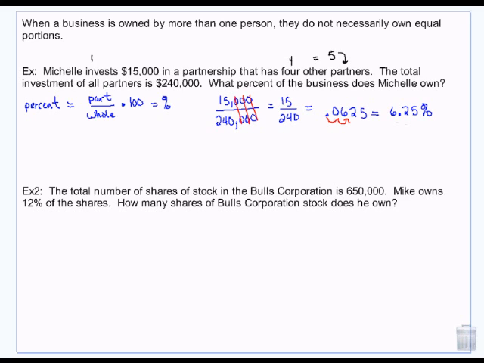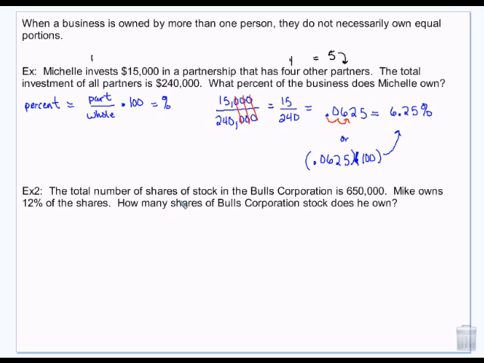Michelle owns 6.25%, or I can do 0.0625 times 100. Get the same answer. So however you like to look at it, you can either move the decimal place over 2 places, or you can multiply by 100. It gets you the same place.